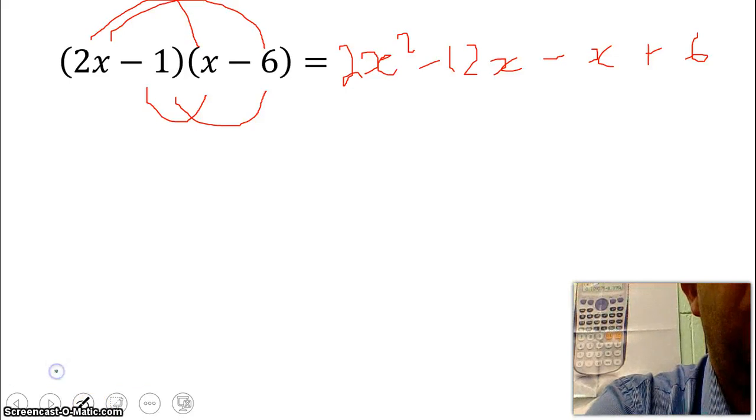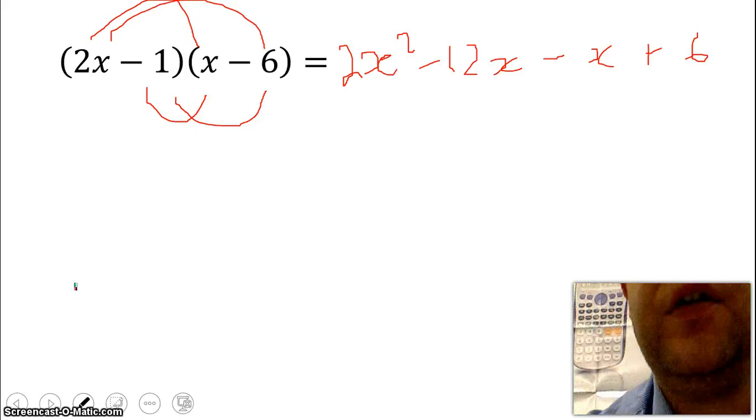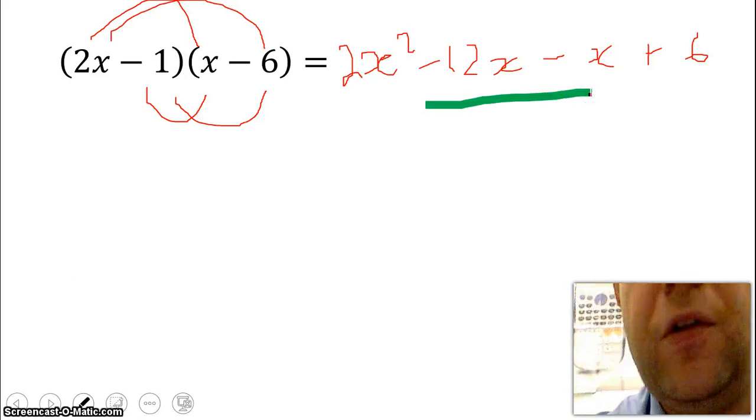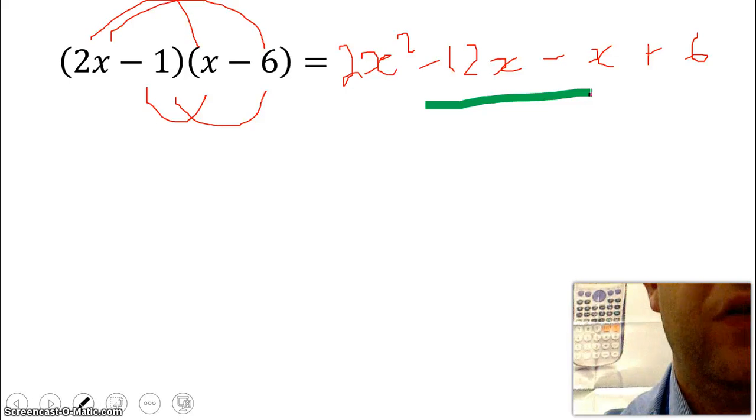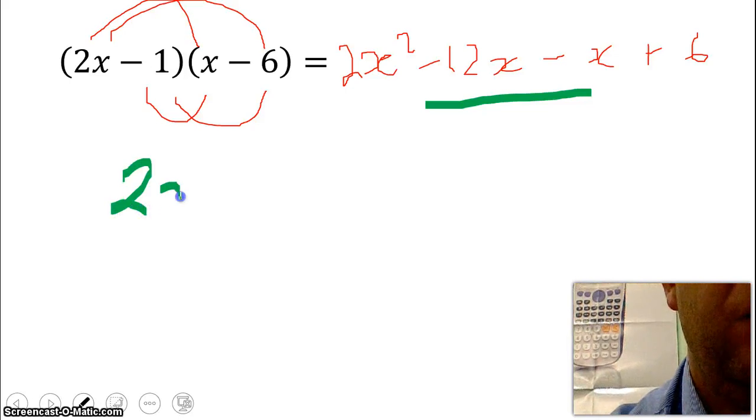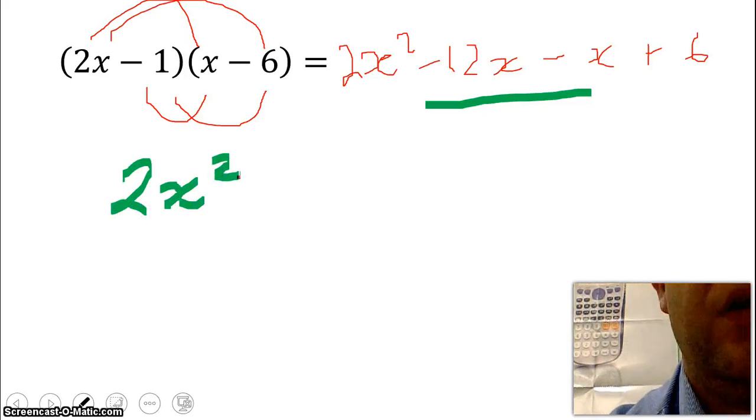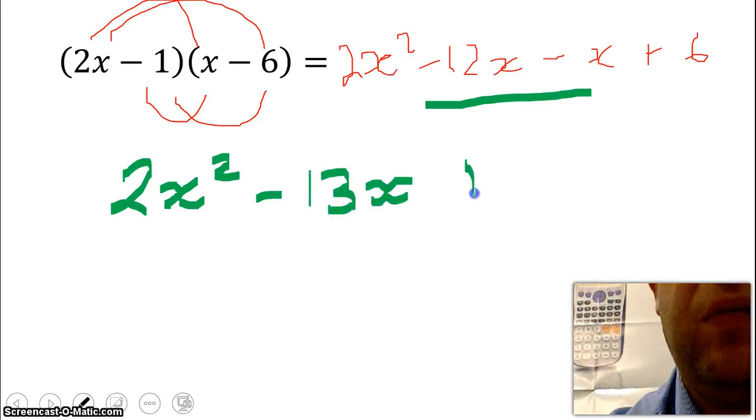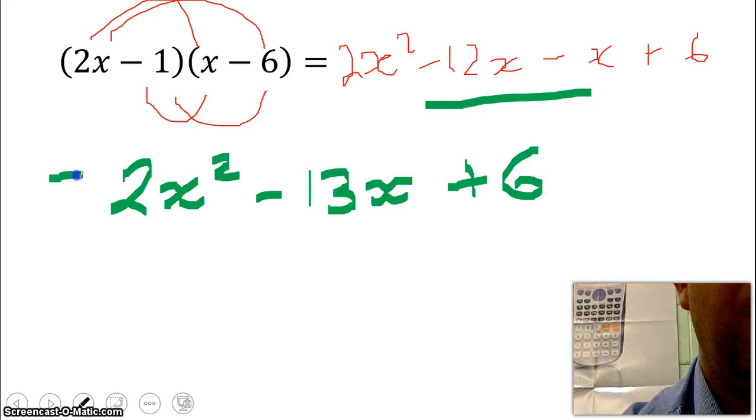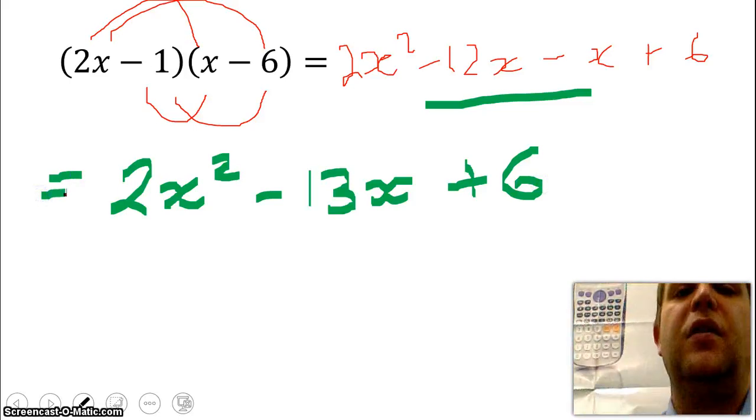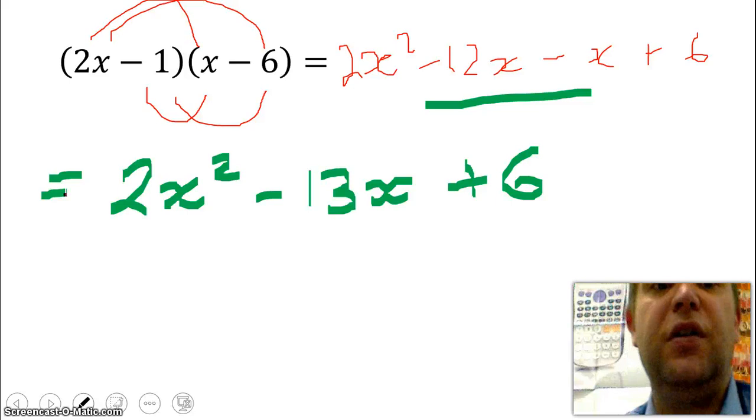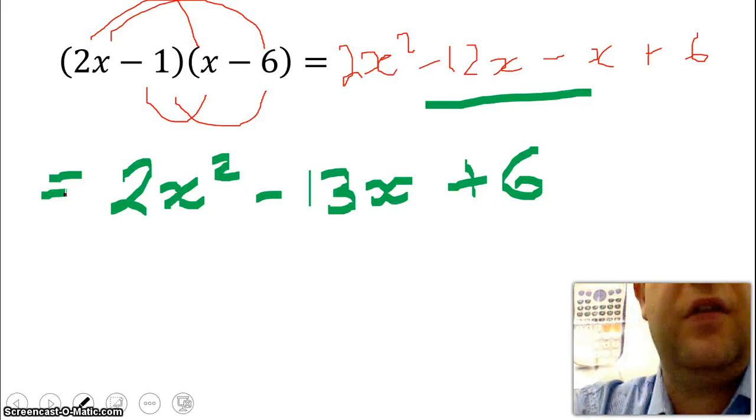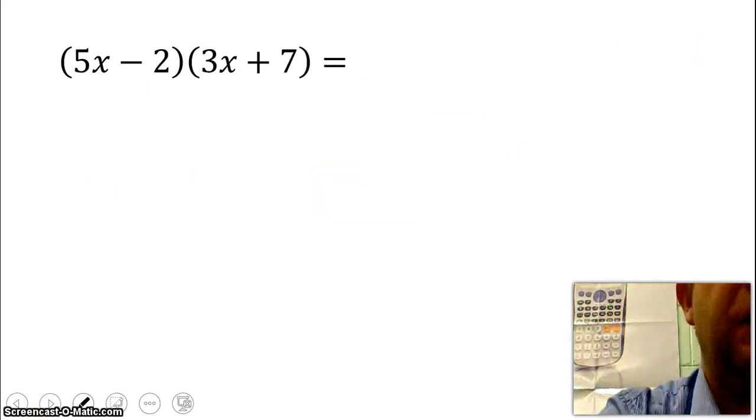Again, we go through and we find our like terms. We've got minus 12, take away another 1, gives us minus 13. So we've got 2x squared minus 13x plus our 6. Again, doing each step individually, doing each multiplication makes life so much easier.